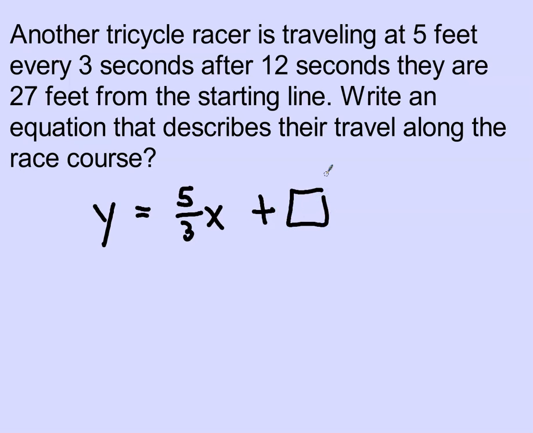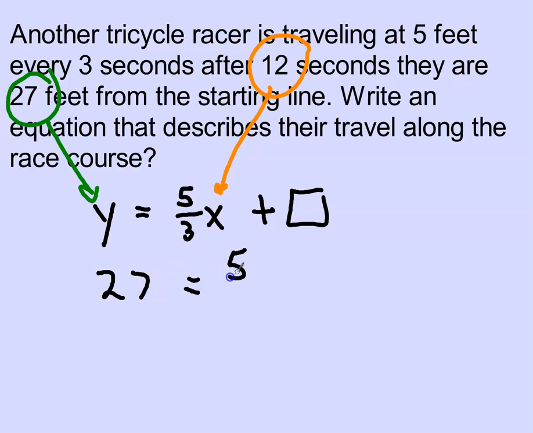So what I'm going to do is, again, say, look, if it's 12 seconds, that's x, okay, and at 27 feet, right there. So I'll put those numbers in. 27 equals 5/3 times 12 plus something out here. Okay?